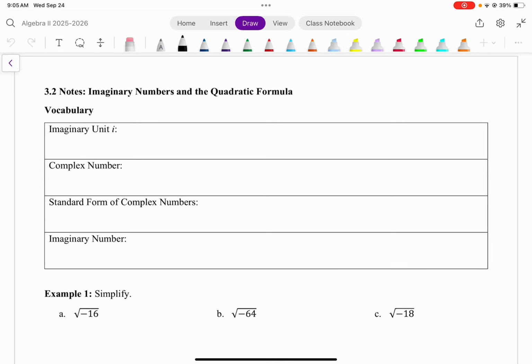Okay, so this one is section 3.2. This is going to be notes on imaginary numbers and then the quadratic formula.